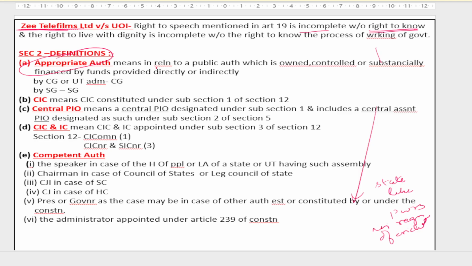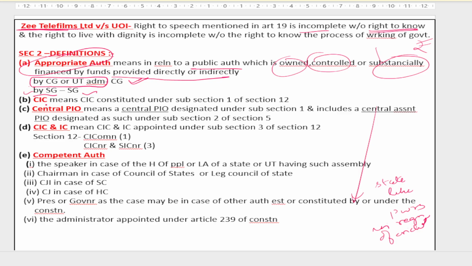So appropriate government means, in relation to a public authority which is owned, controlled or substantially financed by funds provided directly or indirectly by the central government or UT administration, the central government. And if it is owned, controlled or substantially financed by funds provided by the state government, in that case the appropriate government will be the state government.